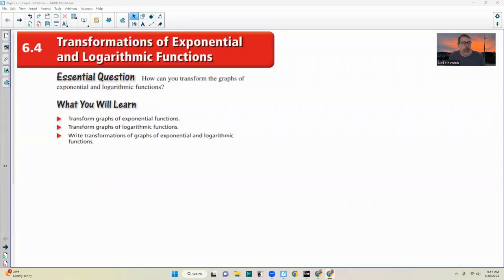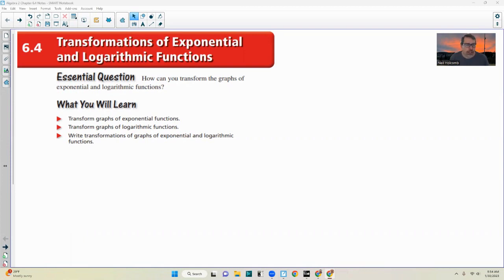Okay, this is chapter 6.4, transformations of exponential and logarithmic functions. So now we know what an exponential function looks like and a logarithmic function. Now we're going to move them around. The essential question: how can you transform the graphs of exponential and logarithmic functions?